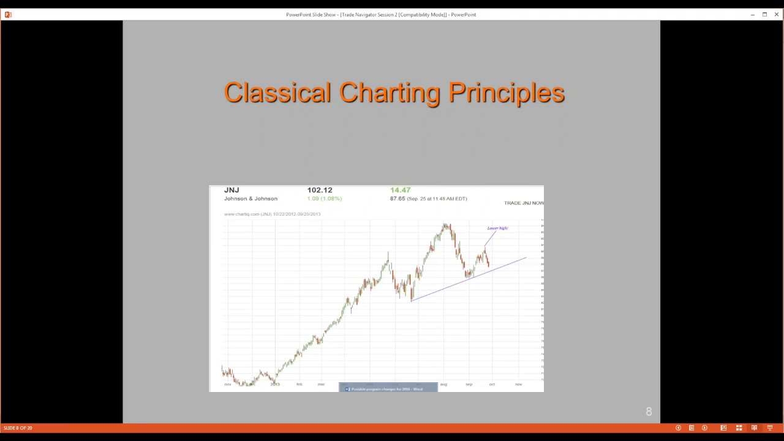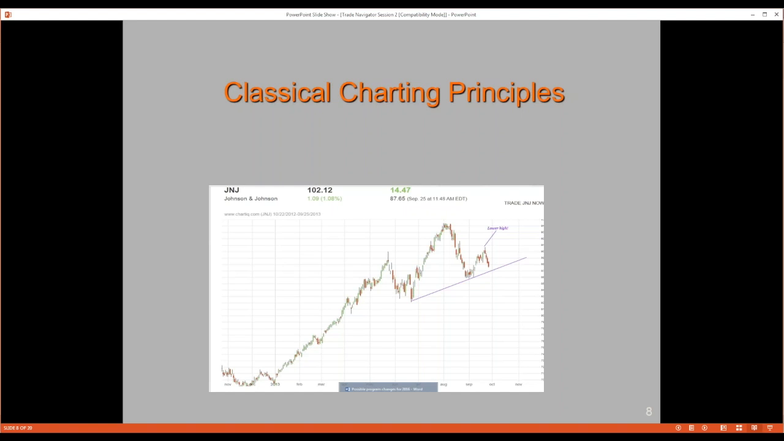I want to talk about some of the things that I see that just kind of make me cringe. This is a chart of Johnson & Johnson where somebody put this up and called this a head and shoulders. Left shoulder, right shoulder, left shoulder, head, right shoulder. Based on the correct principles of classical charting, this is not a head and shoulders. This does not comply to the requirements of head and shoulders pattern.